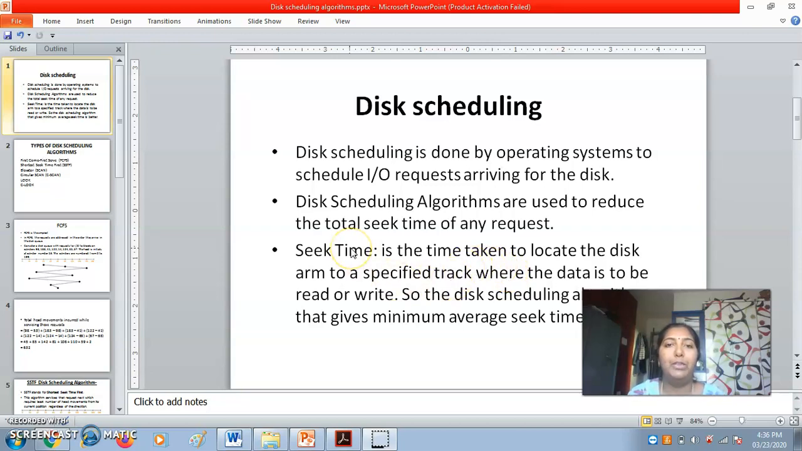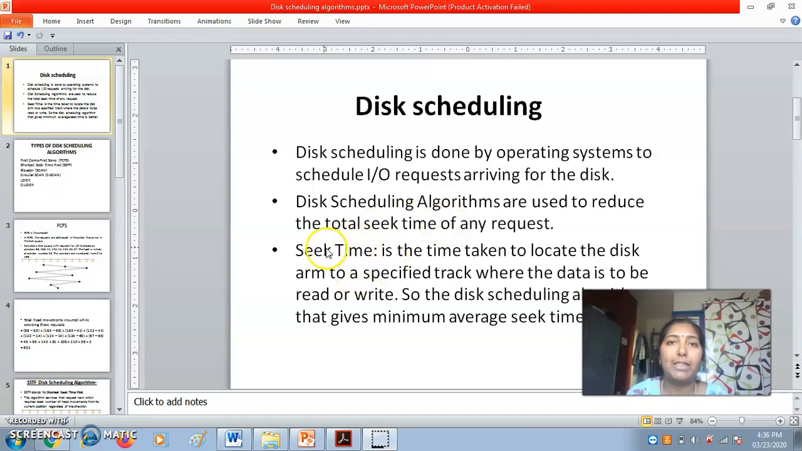Good morning everyone. Today in this lecture we are discussing the disk scheduling algorithms. First we will see what we mean by disk scheduling. Mainly, disk scheduling is about how the IO requests are serviced by our operating system. We have many disk scheduling algorithms, and they are mainly used to reduce the total seek time of any IO request.